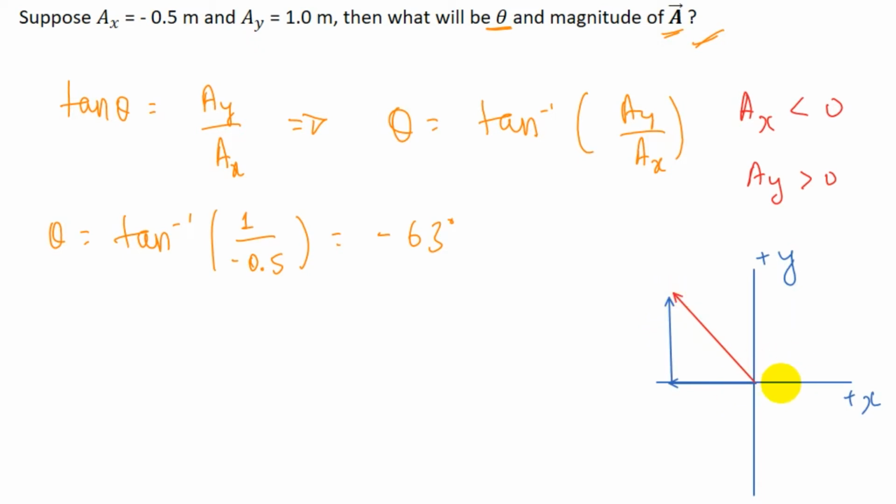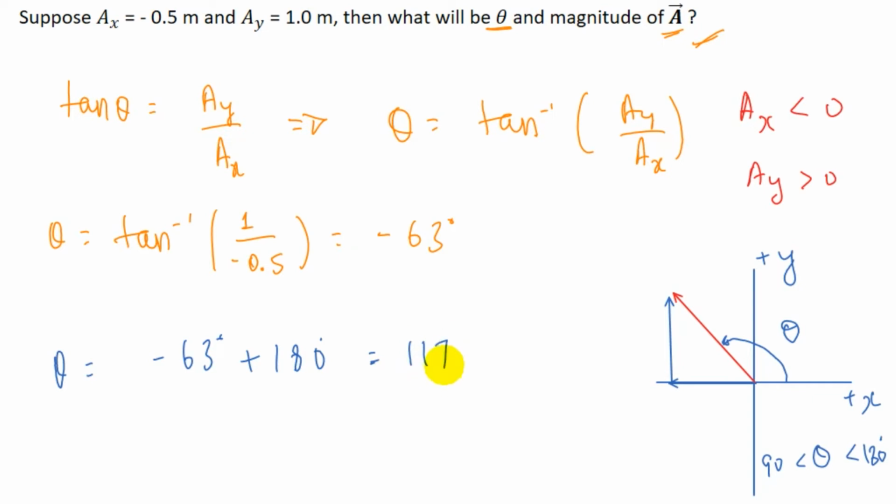Now angle theta would be this angle theta, because we measure the angle from the positive x direction in the anticlockwise direction. So this angle would be theta, and this angle theta would be between 90 degrees and 180 degrees. So the correct answer for this angle theta should be minus 63 degrees plus 180, which comes out to be 117 degrees. So this angle theta is 117 degrees.